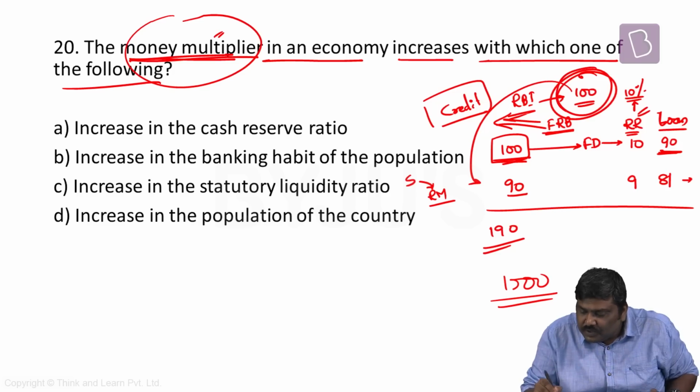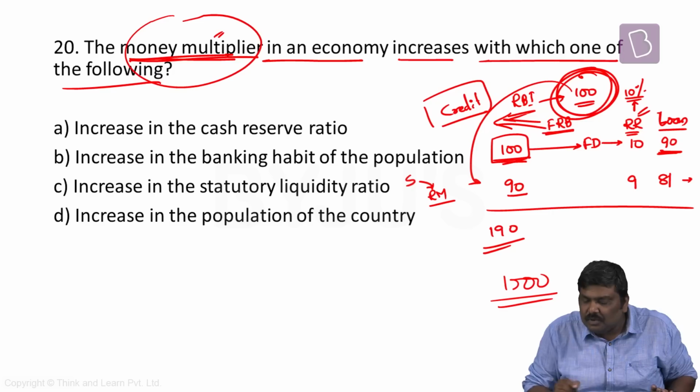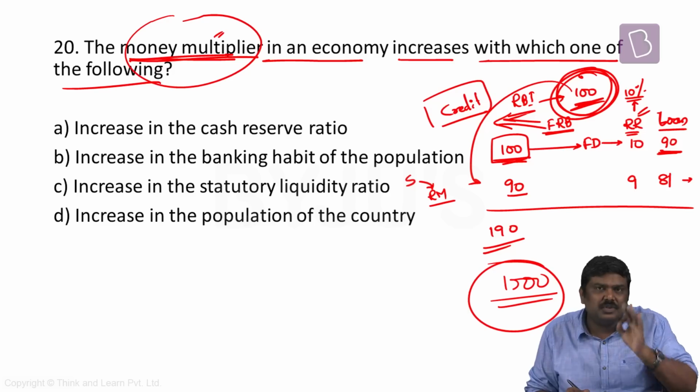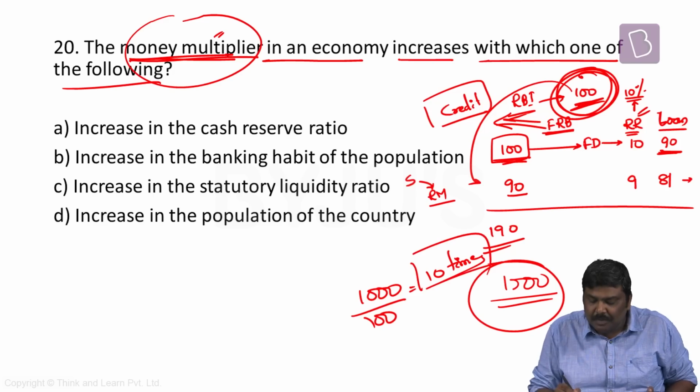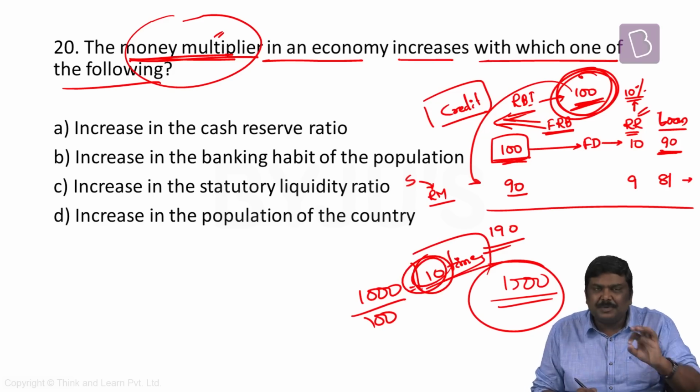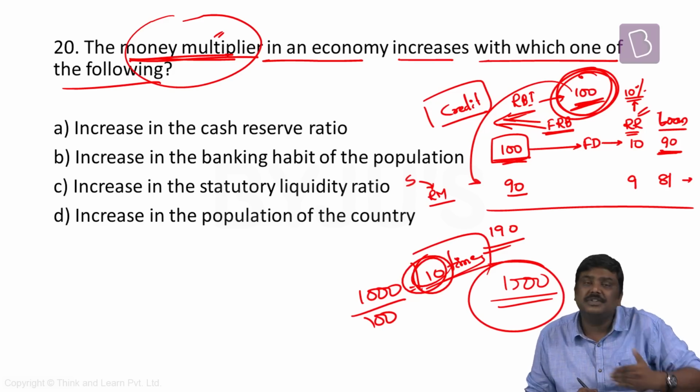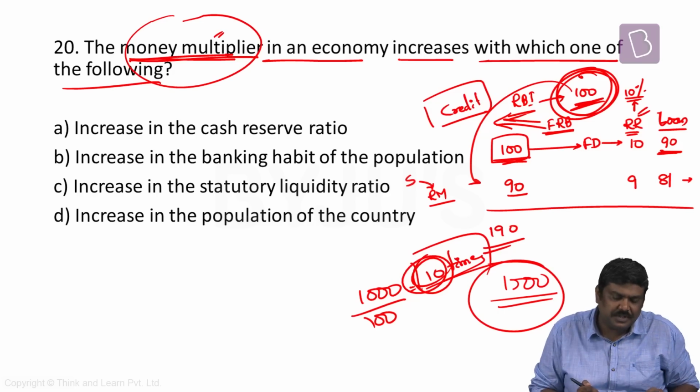Initially, the amount which was printed and issued by RBI was how much? 100 rupees. But finally, how much money has been created? 1000 rupees. Then the money multiplier will be 1000 divided by 100. That will be 10 times, or we'll simply say money multiplier is 10. So this particular feature is called the money multiplier feature. Now based on this, let's look at the options here.